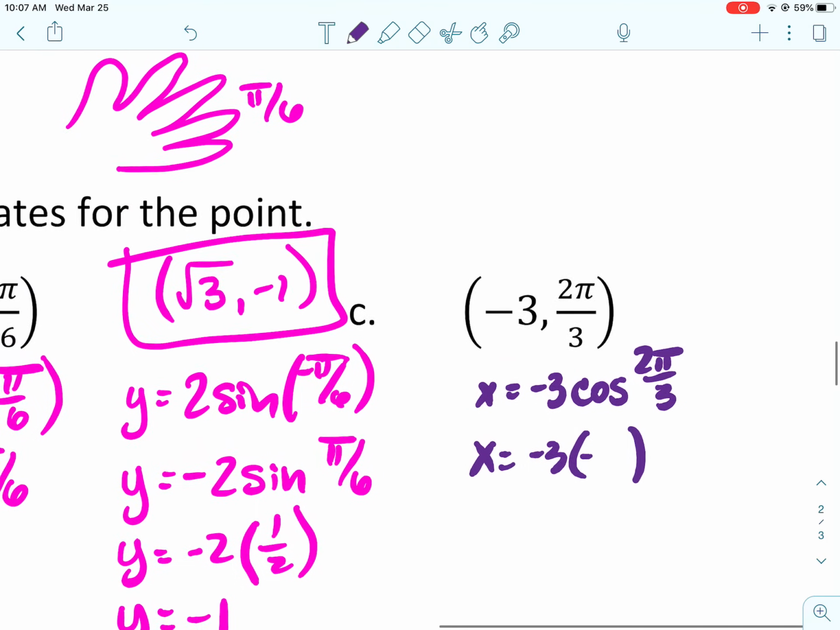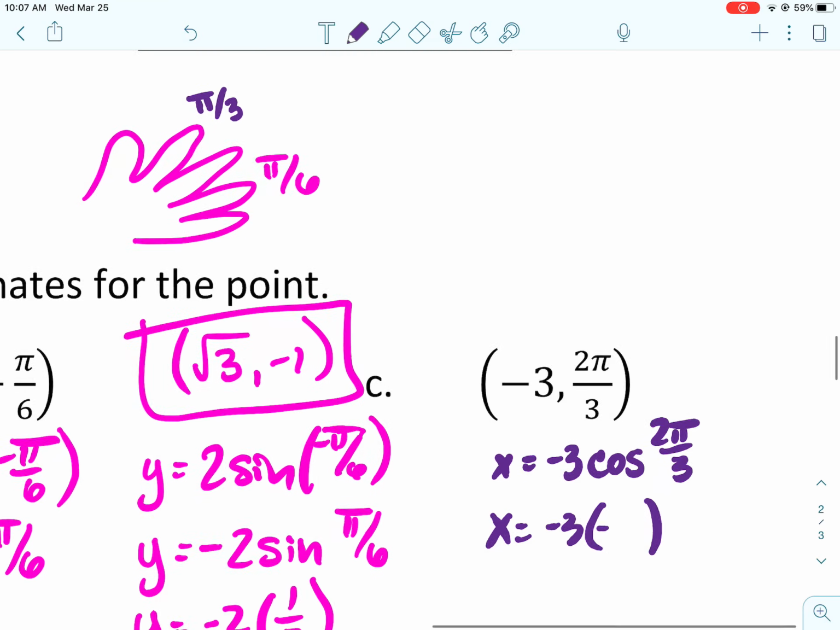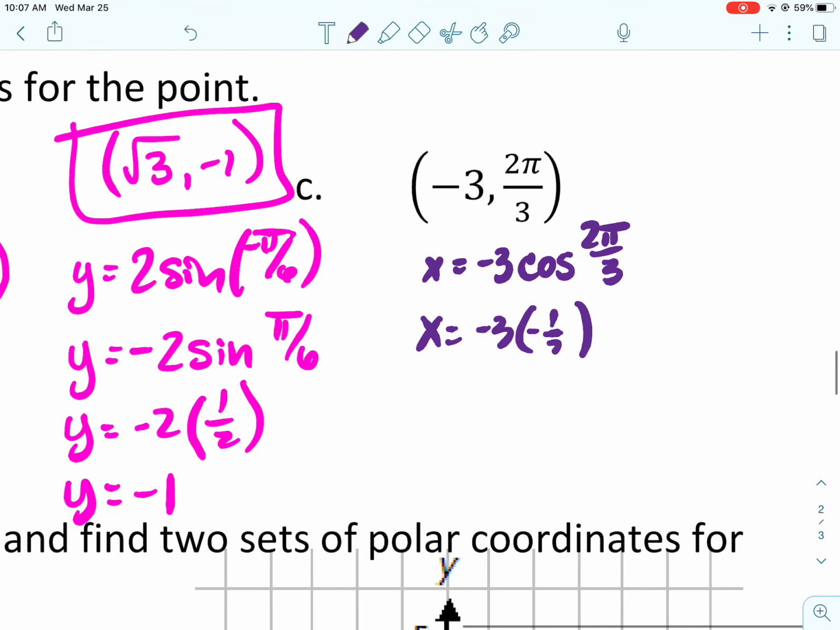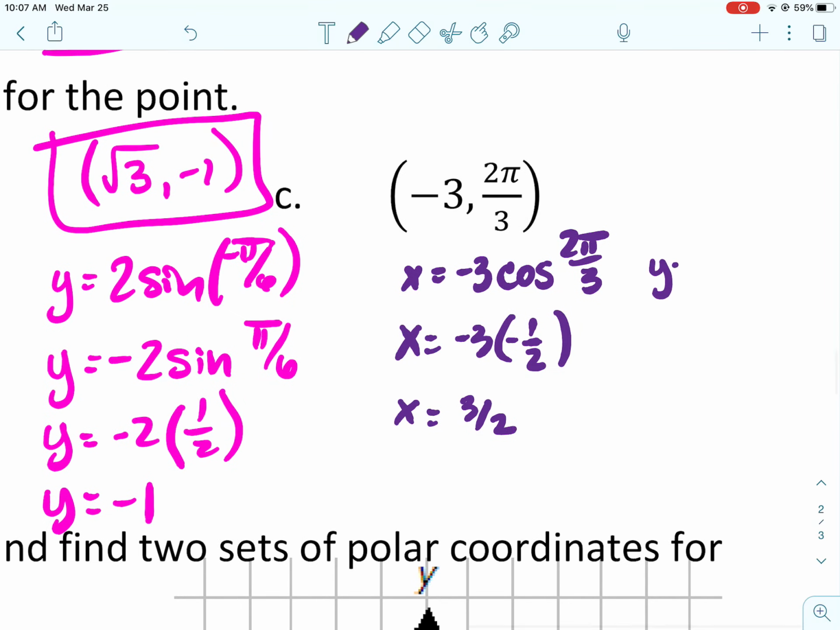Okay, so 2 pi over 3 is in quadrant 2. Cosine is negative in quadrant 2, so we would change that to negative. And then the pi over, we would use the pi over 3 finger, which is this finger. And cosine is the square root of the top over 2. So your x coordinate is negative 3 halves.